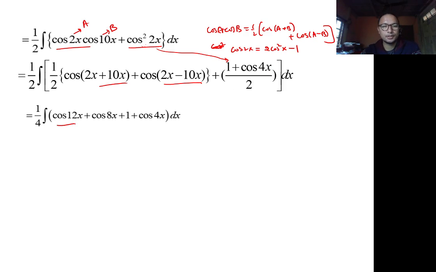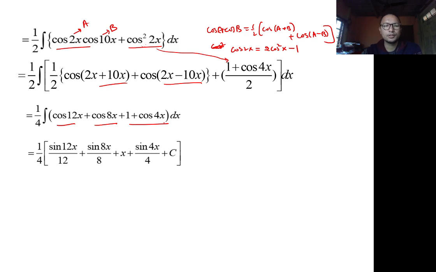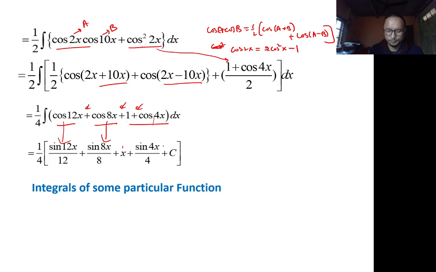So the product of functions is now a sum of functions. So here is a sum. So integrate each and every term. The integral of cos 8x is sine 8x by 8, and the integral of 1 will give you x, right? That's it.